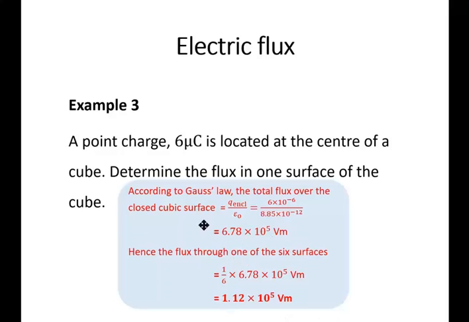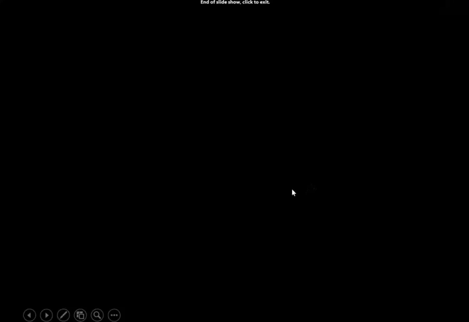So we divide by 6 here, 1 divided by 6 multiplied by the total flux, and we get 1.12 times 10 to the power 5 volt meters. So this will be the flux through just one surface. If we add this up 6 times, then we are going to get the total flux. Okay, that's it for now.